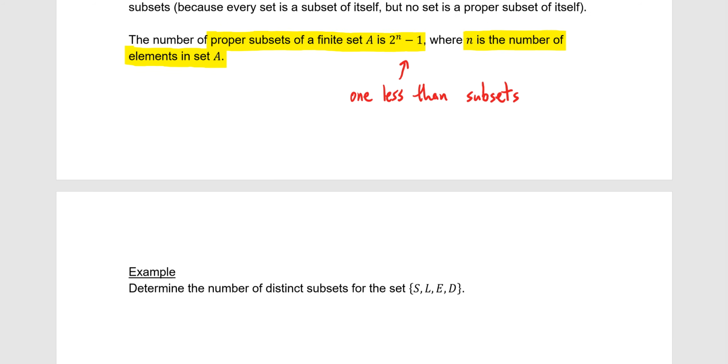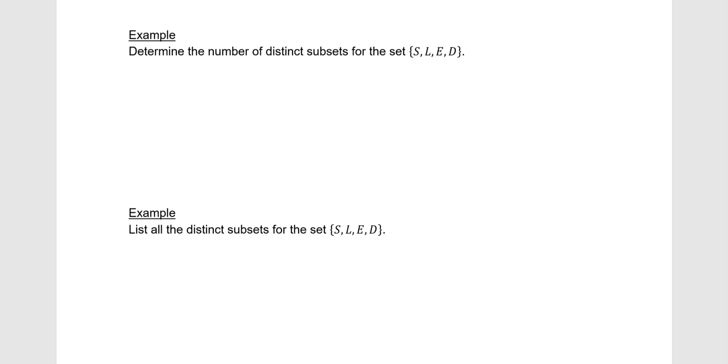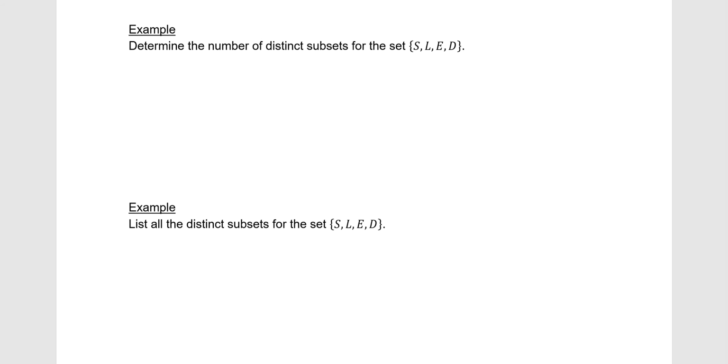Okay, so let's do a couple examples for this last page here. Let's determine the number of distinct subsets for the set with elements S, L, E, D. The number of distinct subsets is going to be 2 to the n, where n is the number of elements. In this case, the elements are 1, 2, 3, 4, so n equals 4. We plug that in for n, so it's 2 to the 4th power. We have our calculators, but we should be able to do this one in our head. This is 2 times 2 times 2 times 2, which is 16. So there are 16 distinct subsets for the set with elements S, L, E, D.